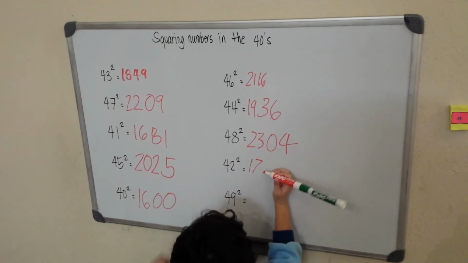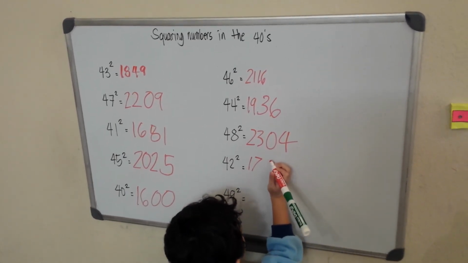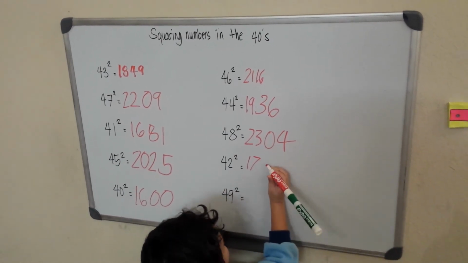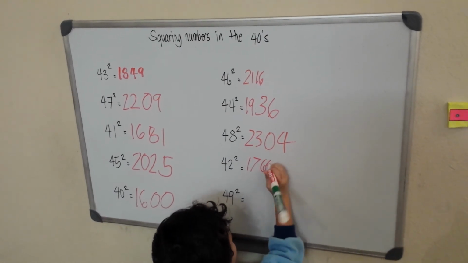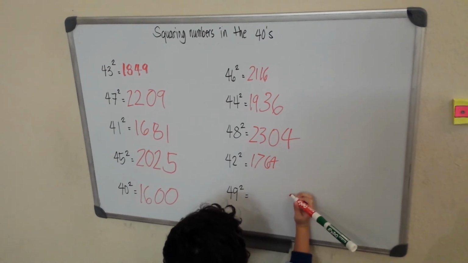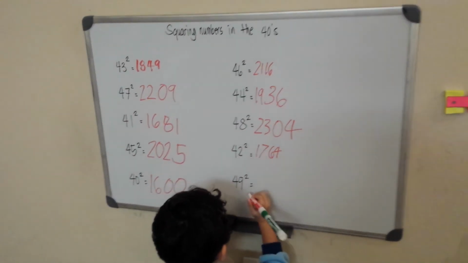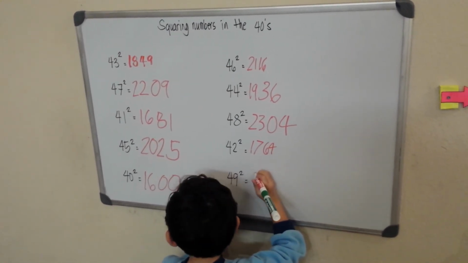And 42 squared: 15 plus 2 is 17, and 42 is 8 away from 50. 8 squared is 64. So 42 squared is 1,764.